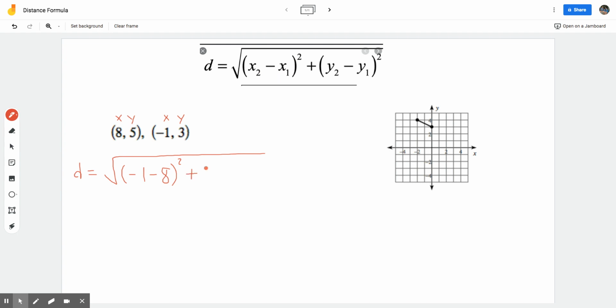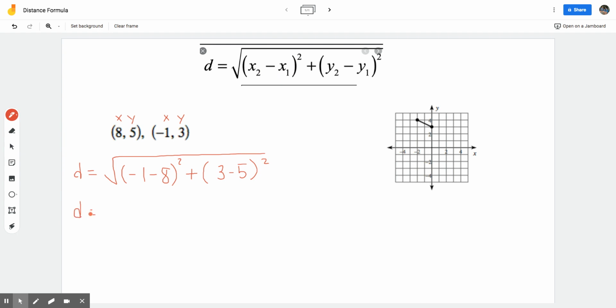And we're going to put the addition sign, and then for the Y's, we're going to do the same thing. So 3 minus 5, and then we are going to square that. Now, I'm going to take this step by step. So now we're going to do what is inside of the parentheses. I'm still going to rewrite everything.